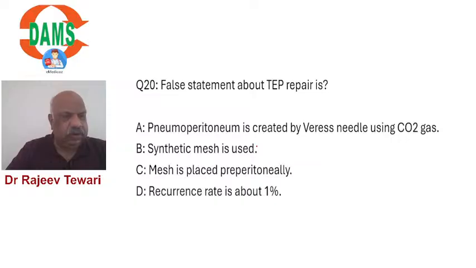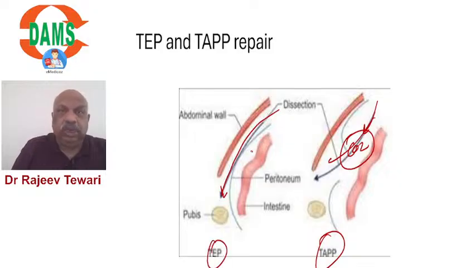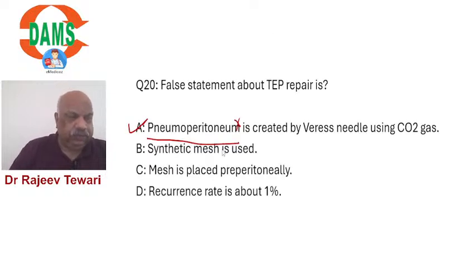So, what's the answer of this? Yes. The wrong statement is A, and the reason is we do not create pneumoperitoneum, we remain outside the peritoneum. It is totally extraperitoneal. So, we put a Veress needle inside, insufflate CO2, this is TAPP, transabdominal. And here we remain outside the peritoneum, TEP, so we don't have to create pneumoperitoneum. So, A is wrong.